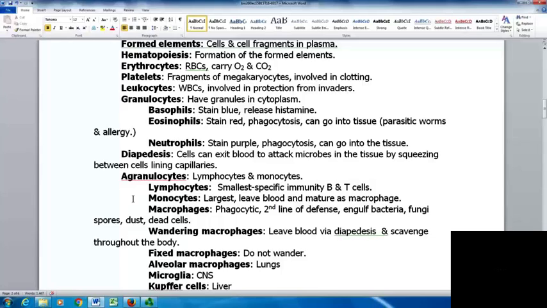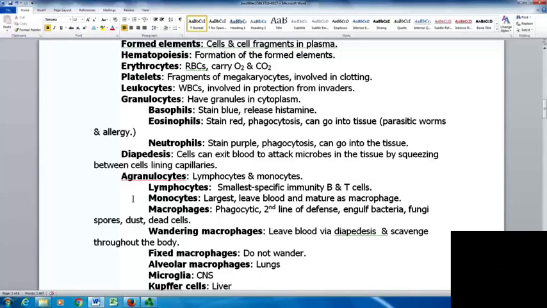Our agranulocytes, these are going to include lymphocytes and monocytes. So the lymphocytes are the smallest. They are going to do specific immunity. So this will include your B and T cells. Monocytes, these are the largest. These leave the blood and mature as macrophages.